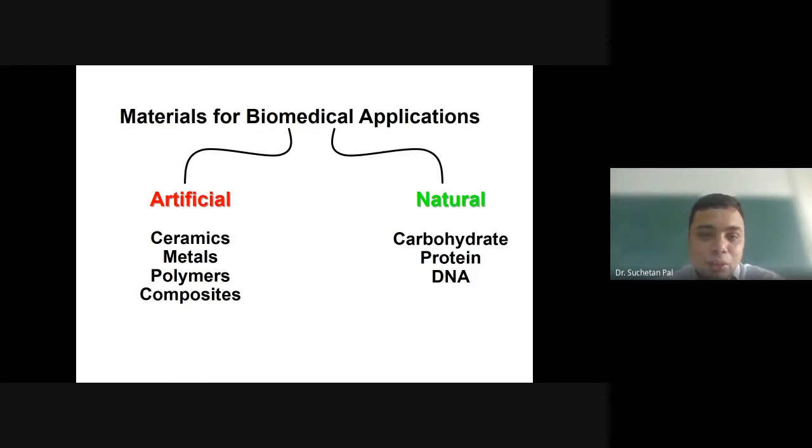That means the origin of this kind of material is not in biology, so your body doesn't produce this kind of material. Okay, and also you can use natural materials which are produced by your body, right? Or plants, right? So you have carbohydrates, proteins, and DNA. You can use this kind of molecules to make biomaterials that can be used for any application. So it can replace some of your organs, or it can be used for wound healing application. It can be used for making heart valves and those kind of things people are doing.